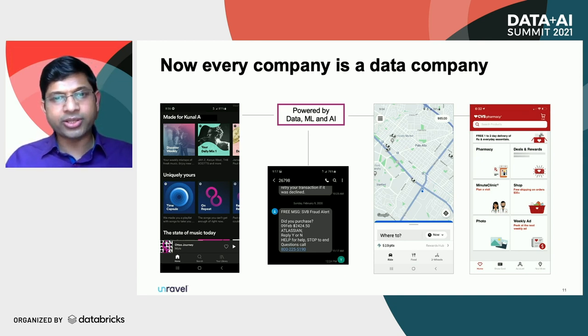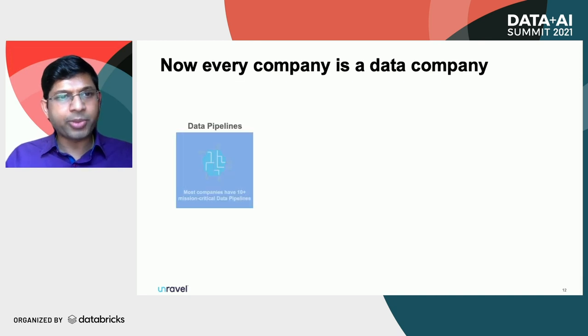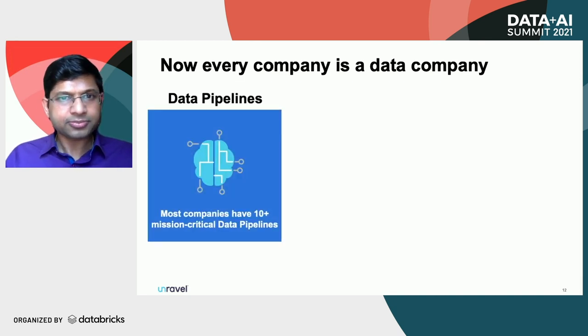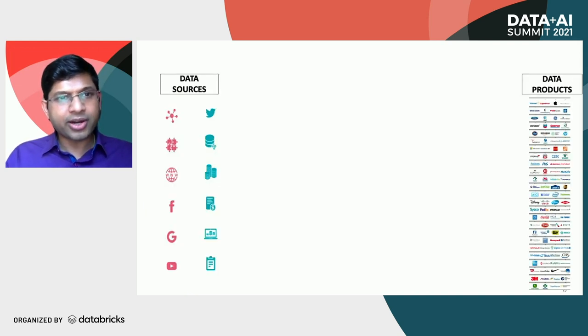And how are they doing that? They're doing that by creating data pipelines. So almost any company, if you look at it today, is running at least a handful, around 10, data pipelines in production, which are powering their innovative data products. And where are these pipelines actually running? They're running on a new data stack. And let's see why a new data stack is required to run these pipelines.